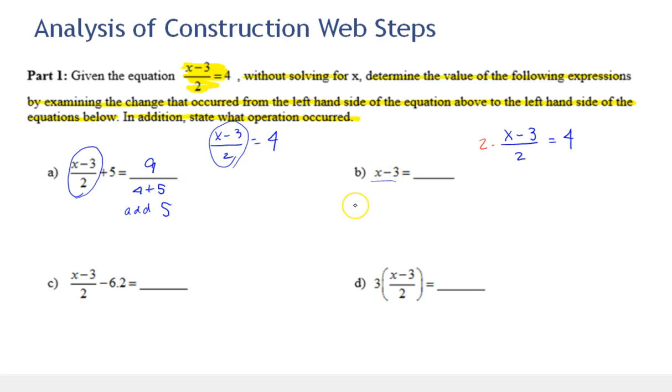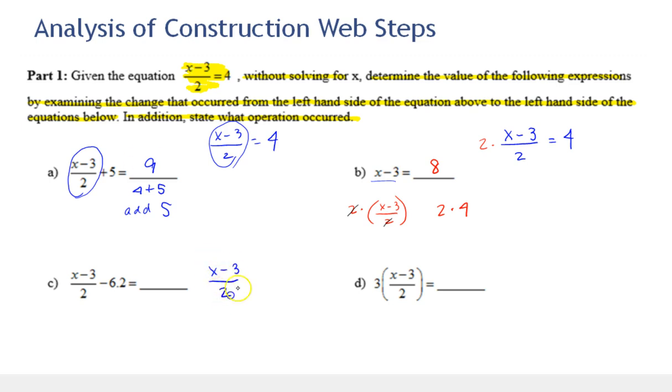So we could think of this as 2 times x minus 3 over 2. And then that would mean the right-hand side also has to be multiplied by 2, so 2 times 4. So this resulting expression is 8. And notice what we did to the original. Again, these 2's would cancel, and that's how we get x minus 3. What we did to the original left-hand side of the equation was multiply it by 2, so we performed the same operation on the right-hand side, 4, to get 8. Okay, let's look at the next one.